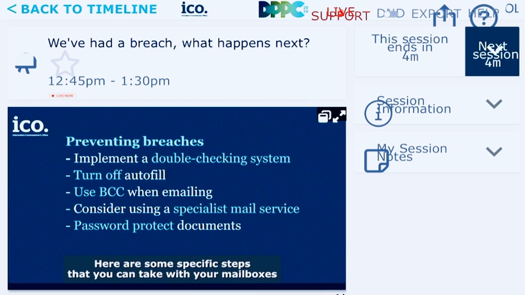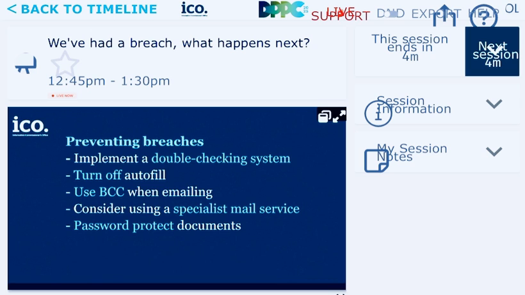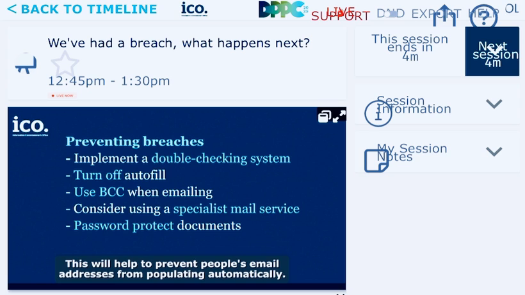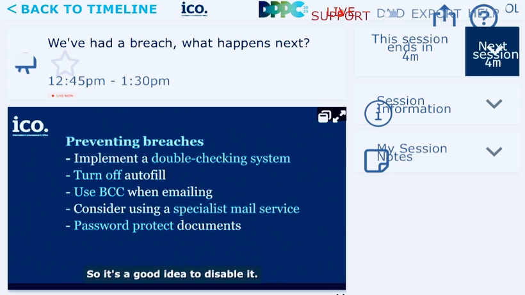Here are some specific steps that you can take with your mailboxes to help data breaches from occurring. Disabling autofill. This will help to prevent people's email addresses from populating automatically. While this tool might save you some time, it could result in an email being sent to the wrong person by mistake, so it's a good idea to disable it.